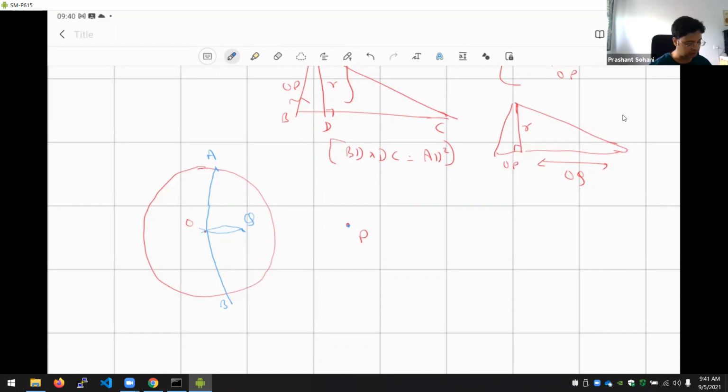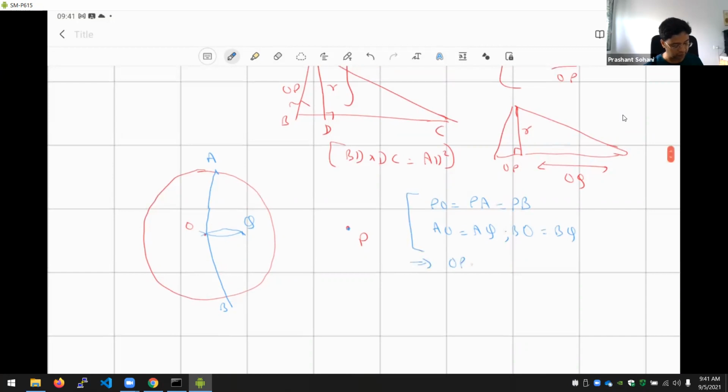So again, to repeat the construction, PO will be equal to PA and PB. And then centers A and B imply that AO equals PQ and BO equals PQ. So given all of this information, why does it imply that OP and OQ are inverse, or that OP into OQ equals R square?